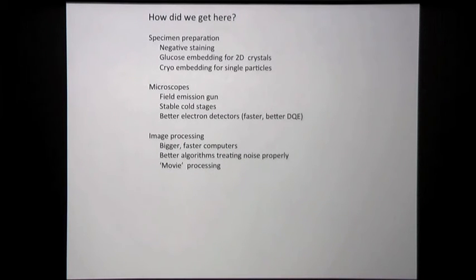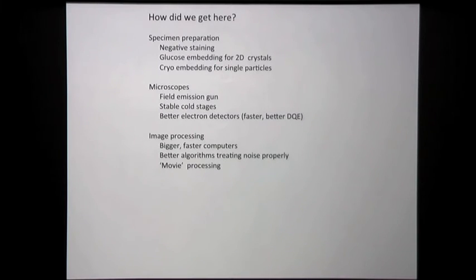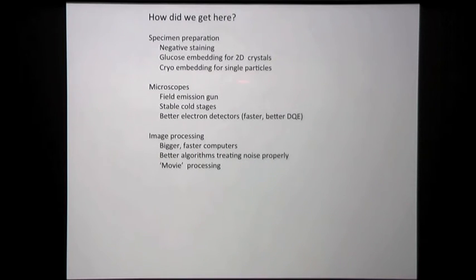Key things have been the improvements in negative staining. First of all, the negative staining technique, which is still useful. I know people now say you just screen in cryo anyway, but I think some of you will sometimes find negative staining still to be useful for some projects. We then had the glucose embedding, which is good for two-dimensional crystals, but somewhat limited to that. If you embed single particles in glucose, you don't get sufficient contrast. And then we had the cryo-embedding for single particles introduced by Dubochet and his colleagues. So these were the 3 key steps over the years for improvements in specimen preparation.